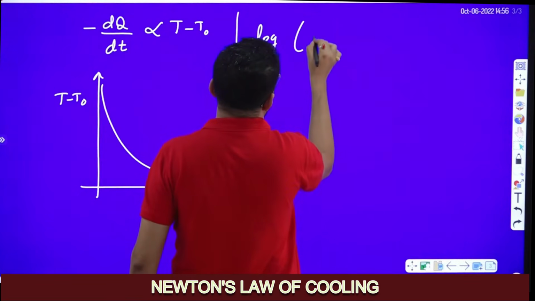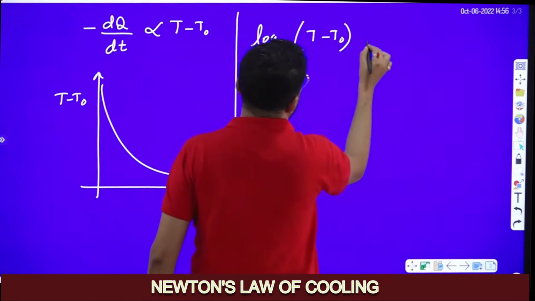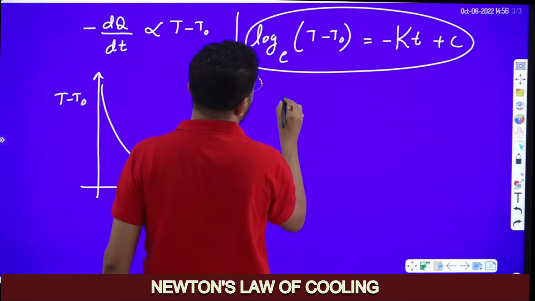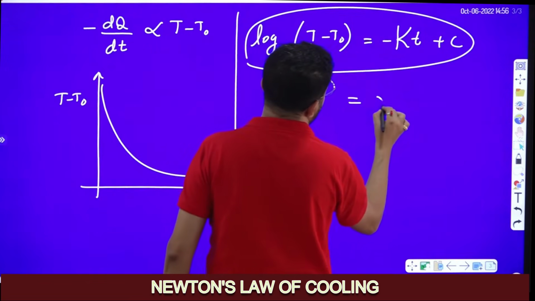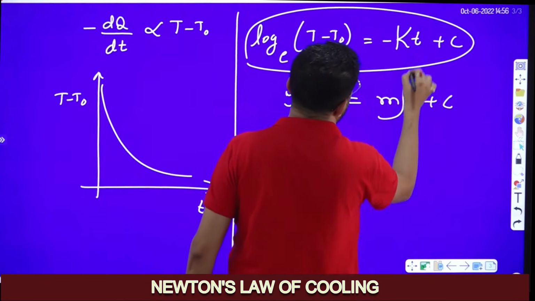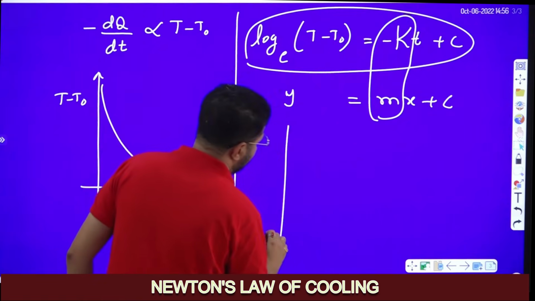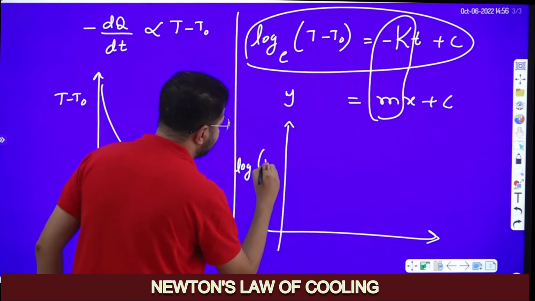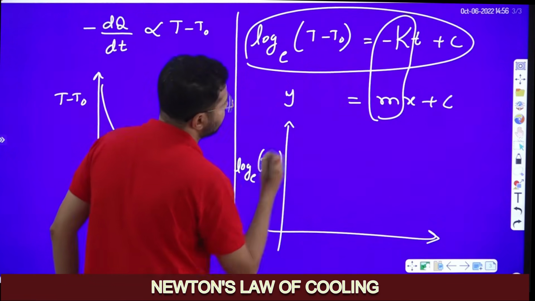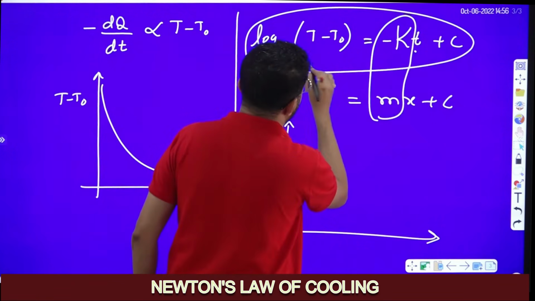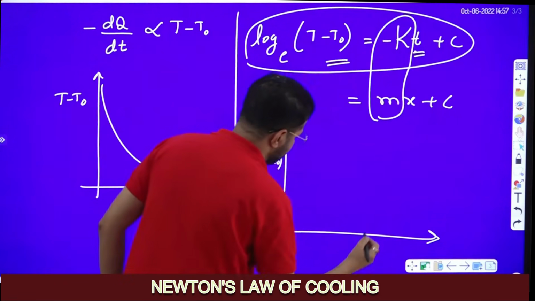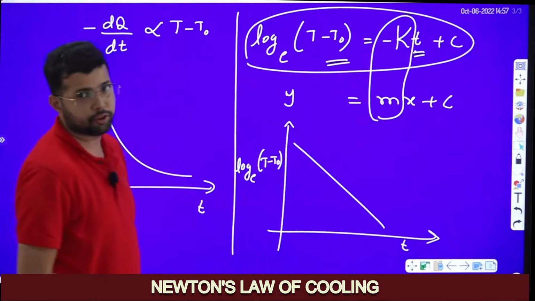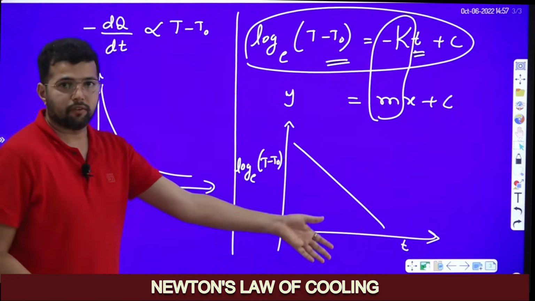One more equation which we have is log T minus T naught is equal to minus Kt plus c. Since this is in the form of y is equal to mx plus c and the slope is negative, the graph of log T minus T naught to the base e versus time should be a straight line, but the slope is negative. So, this is the graph of log T minus T naught versus time.